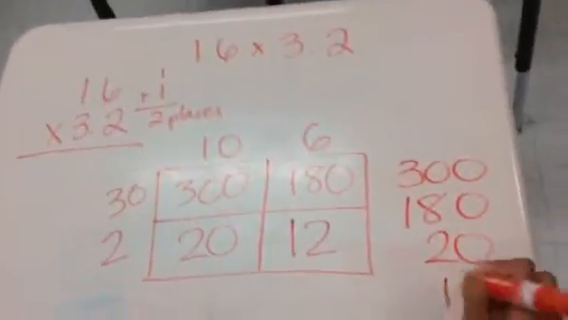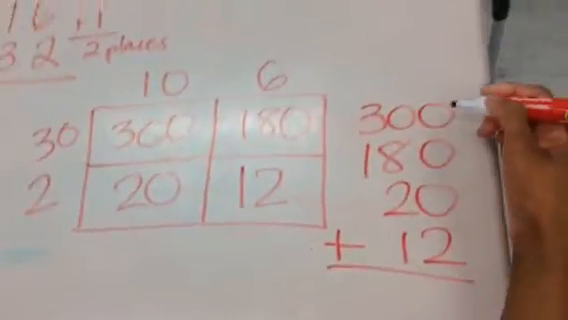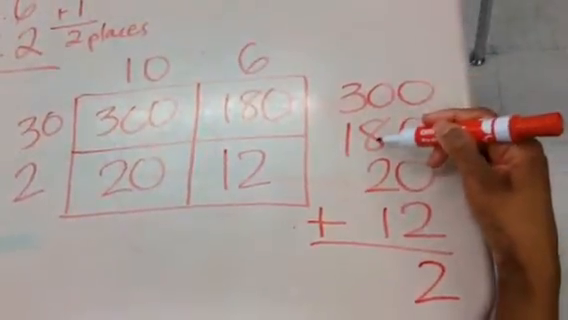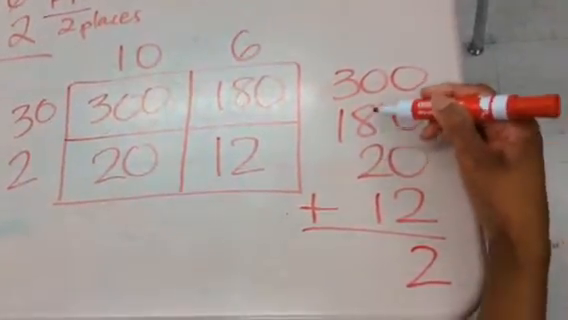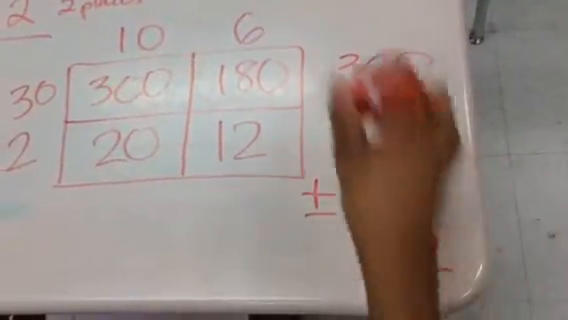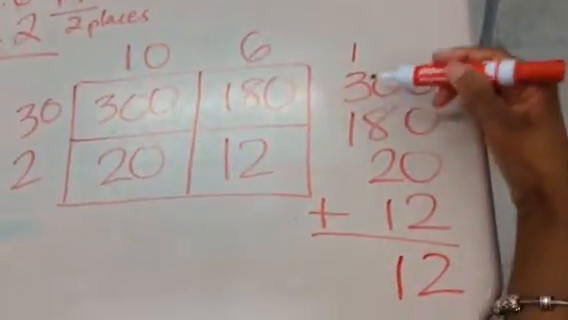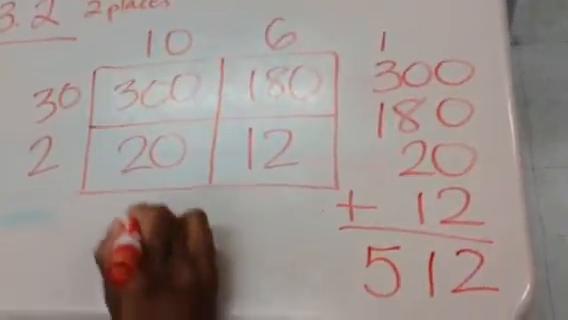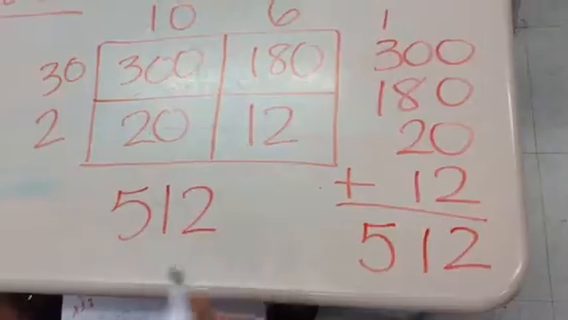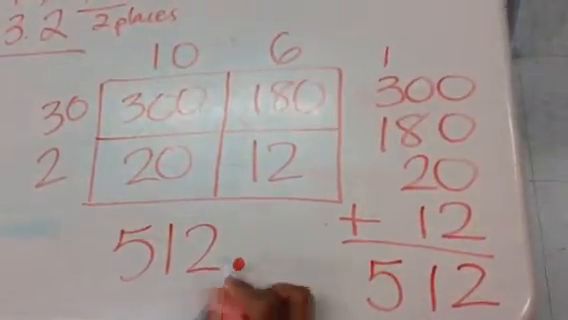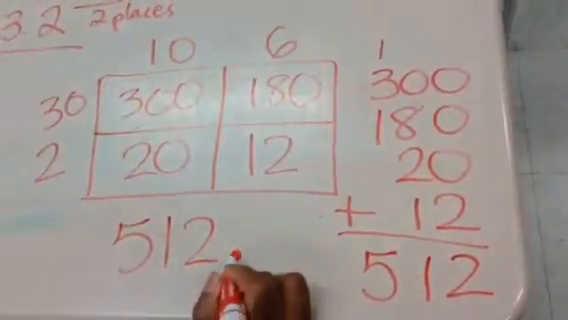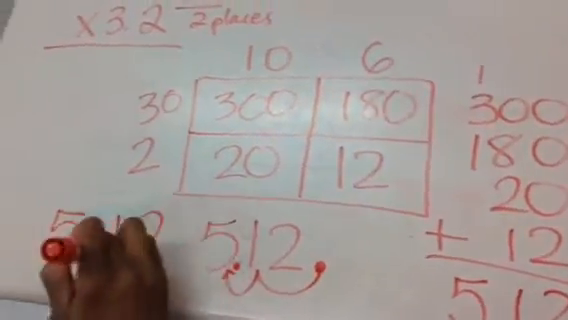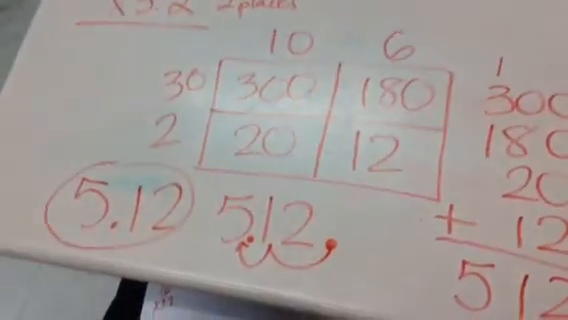180, 20, and 12. 0 plus 0 plus 0 plus 2 is 2. 0 plus 8 plus 2, excuse me, is 10. Plus 1 is 11. And then 1 plus 3 is 4. Plus 1 is 5. Same answer. We have our whole number. Place our decimal. Remember, we move over 2 places. 1, 2. And we got the same answer. 5 and 12 hundredths.